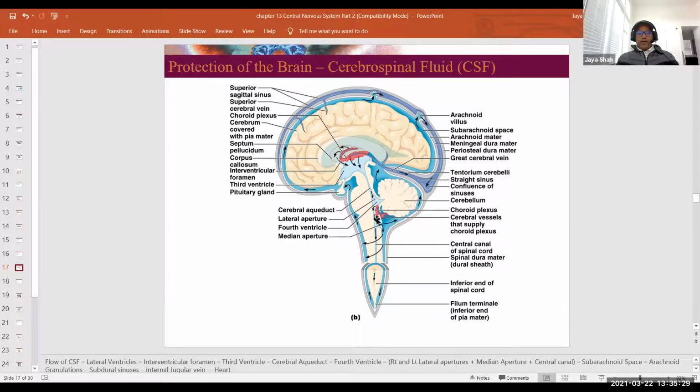The second, here, it goes around the subarachnoid space around the spinal cord. And third, it drains into the central canal, which is the central hole of the spinal cord.